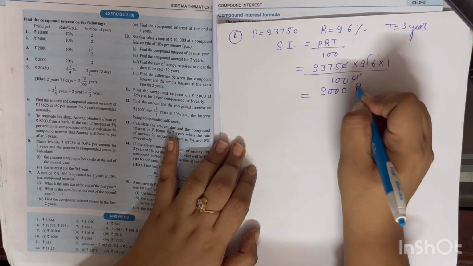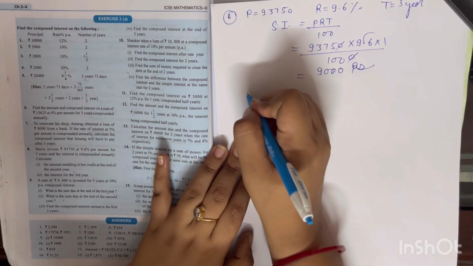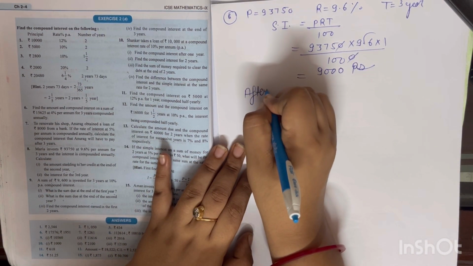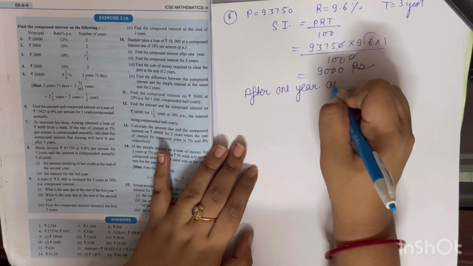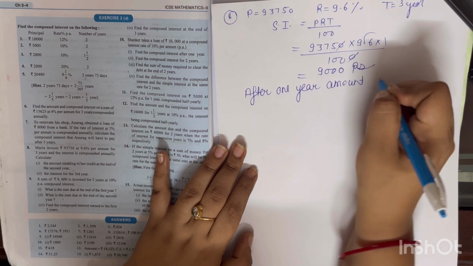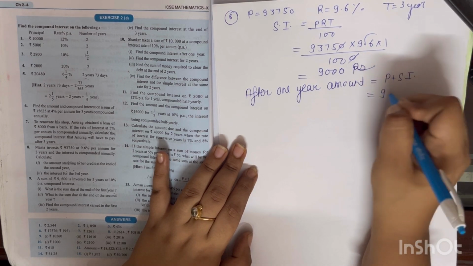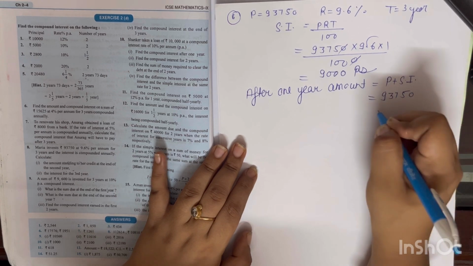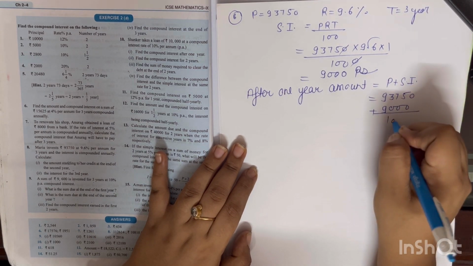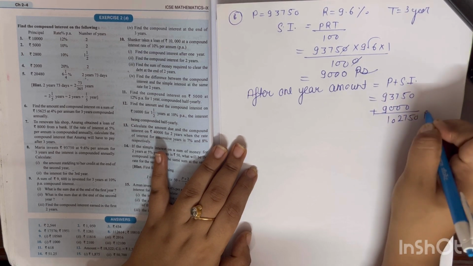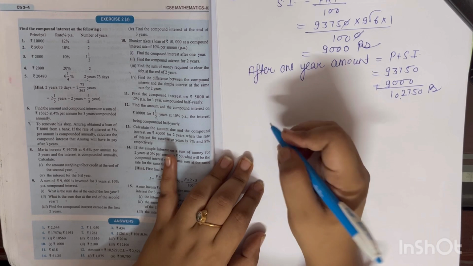Now after 1 year, amount will be principal plus simple interest. 93750 plus 9,000, it will be 102750 rupees. This will be your principal for the second year.